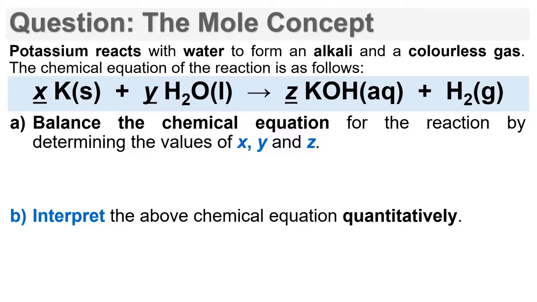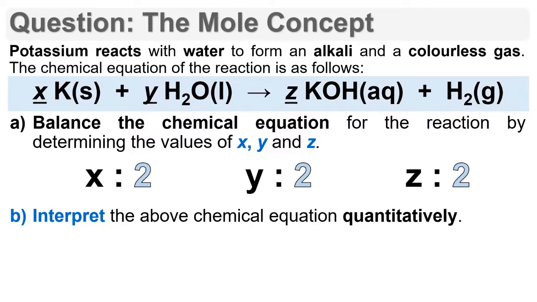Based on the equation, the number of hydrogen atoms on the left-hand side of the equation is not the same as the ones on the right-hand side. We have 2 hydrogen atoms on the left and 3 hydrogen atoms on the right. To balance hydrogen atoms, Y is equal to 2 and Z is equal to 2. With that, the number of hydrogen atoms and oxygen atoms are balanced. To balance potassium atoms, X is equal to 2. Thus, the answer: X equals 2, Y equals 2, and Z equals 2.